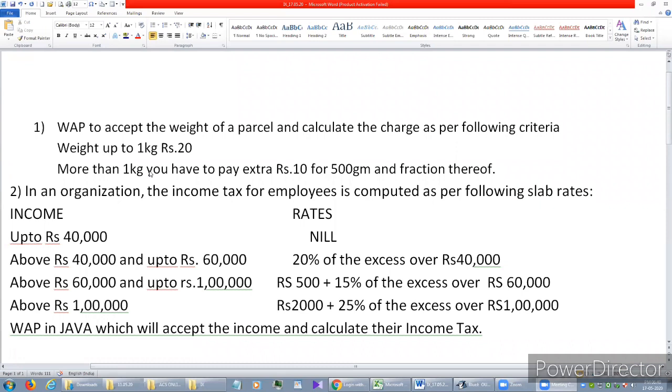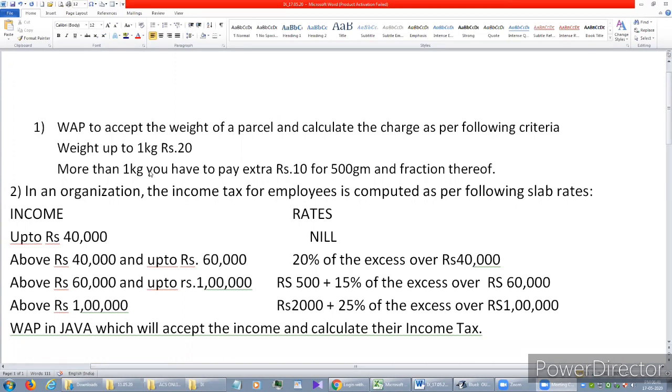First one is: write a program to accept the weight of a parcel and calculate the charge as per the following criteria. I think everyone is able to see the screen. Everyone is able to see the screen? Yes, sir. So if you have any visibility problem, you can zoom your screen as well.